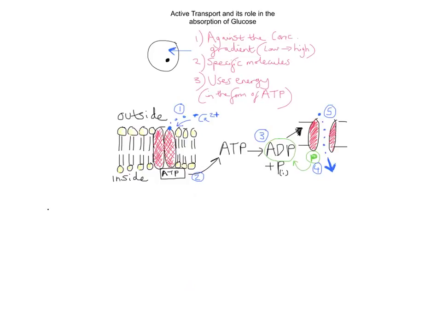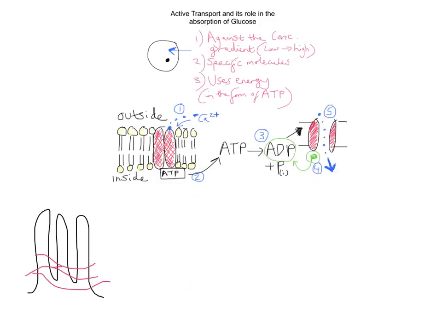So we're going to imagine, think of our small intestine. Now this is only a very rough sketch, but we know we've got those finger-like projections. So we've got a network of capillaries and blood vessels. We've got finger-like projections in the small intestine called villi.